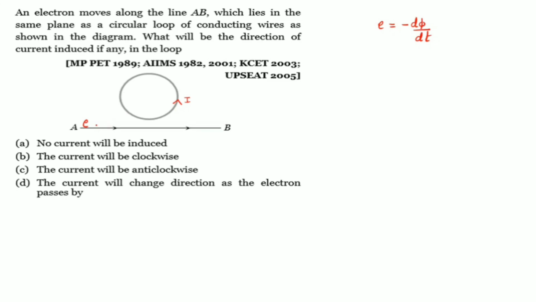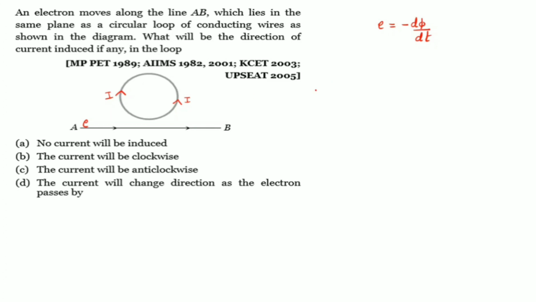See here, when this electron passes by or when it is moving away from this circular loop, then magnetic flux linked with this circular loop decreases, again induced EMF takes place, so that current is induced in clockwise direction.